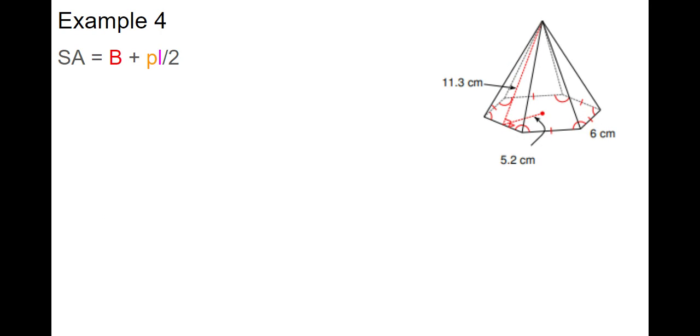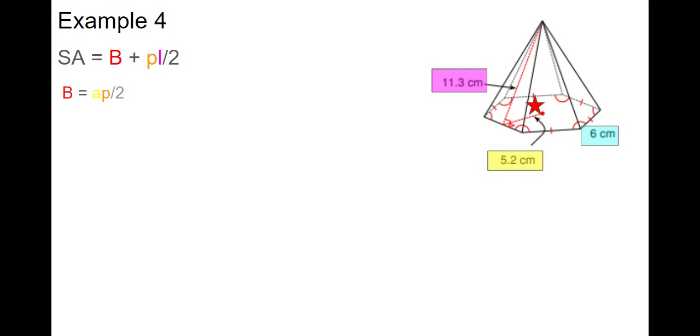So why don't you try this one if you haven't? You can pause the video and try it. So here our base area is a hexagon this time. We have a side length of 6, an apothem of 5.2, and a slant height of 11.3.